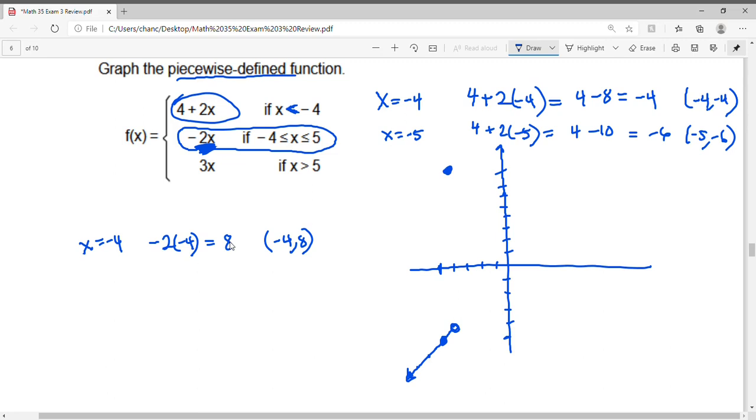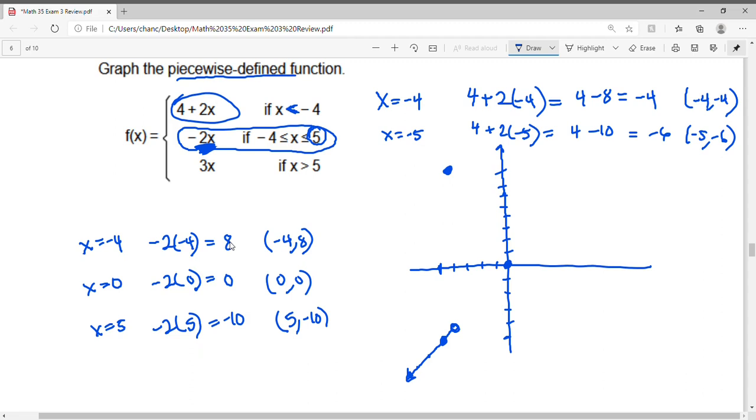Let's pick another point between. Let's say x equals 0, something easy to calculate. -2 times 0 is equal to 0. So I'm going to have to plot 0, 0, the origin. I expect the equation -2x to also be a line, so it makes sense that we're going to have a line, but I want to focus on the endpoint here at x equals 5. At x equals 5, that's -2 times 5, I get -10, so I need to plot 5, -10.